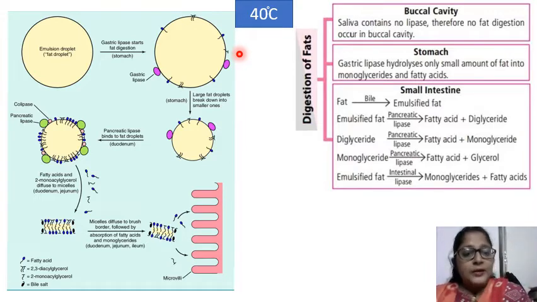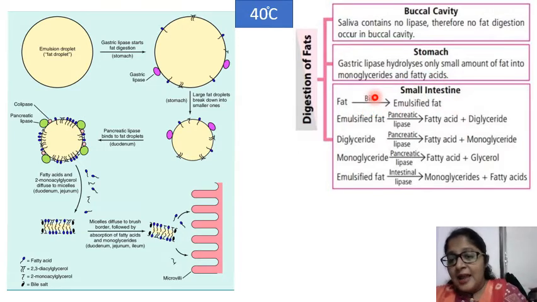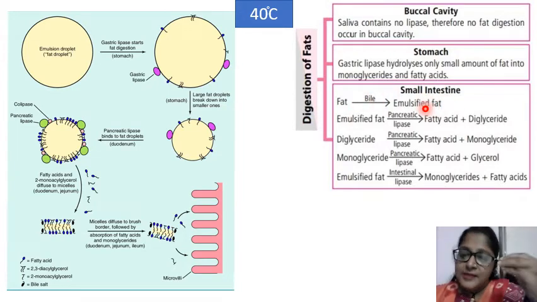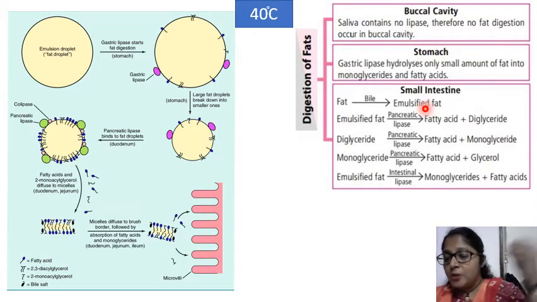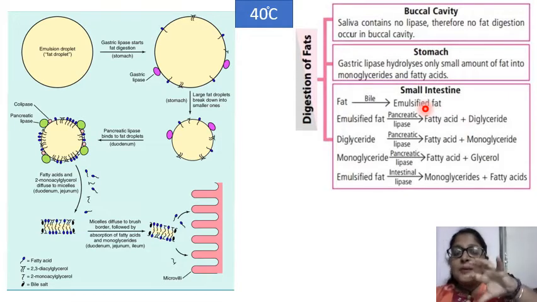Now next what happens, we can see this fat moves into the small intestine. As soon as it moves, the fat will be receiving bile, and it will change the emulsified fat. So once bile is mixed with the fat molecules, they will be broken into smaller particles, and they will be emulsified so that the action of the lipase enzyme is better.